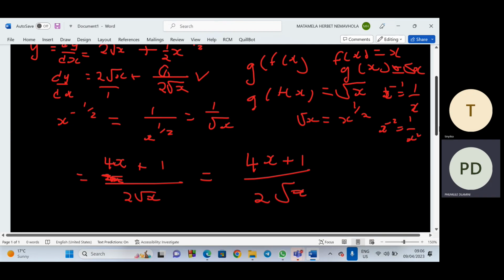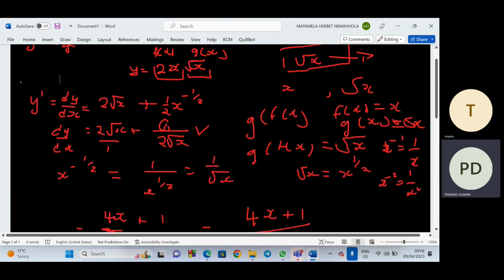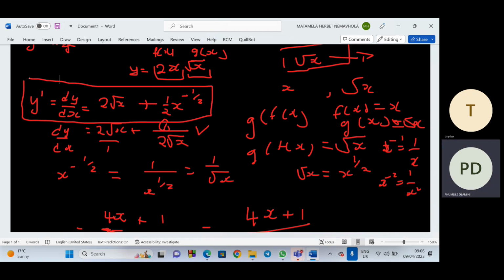So the point of doing this is for you to understand how to get a differential equation, how to differentiate using a product rule.